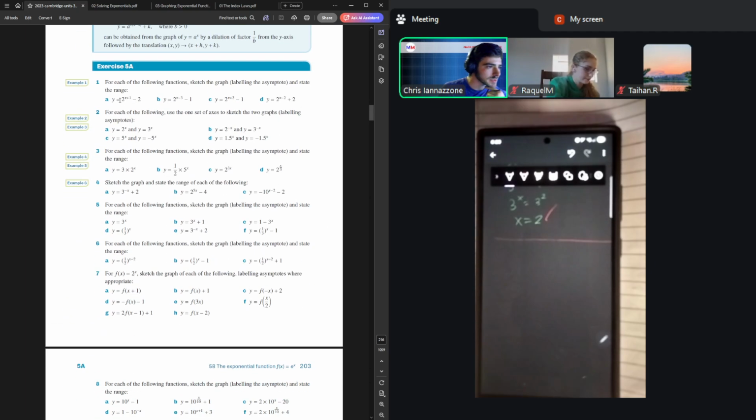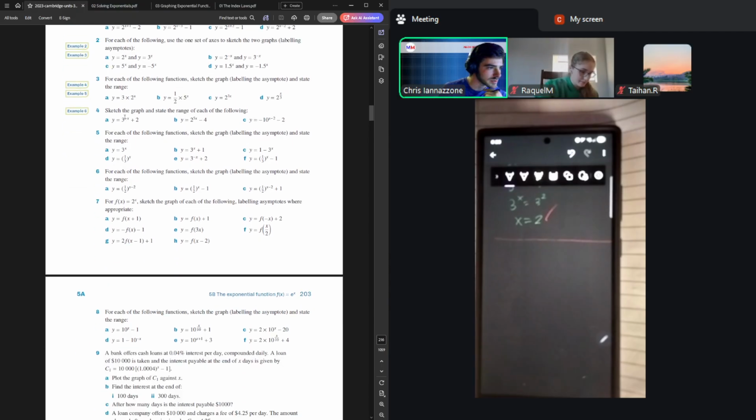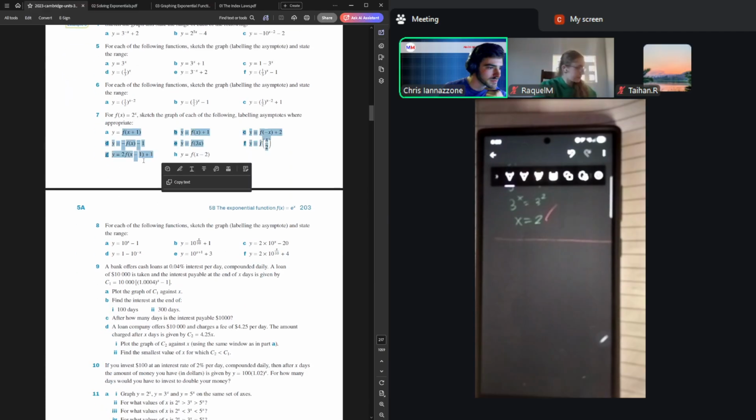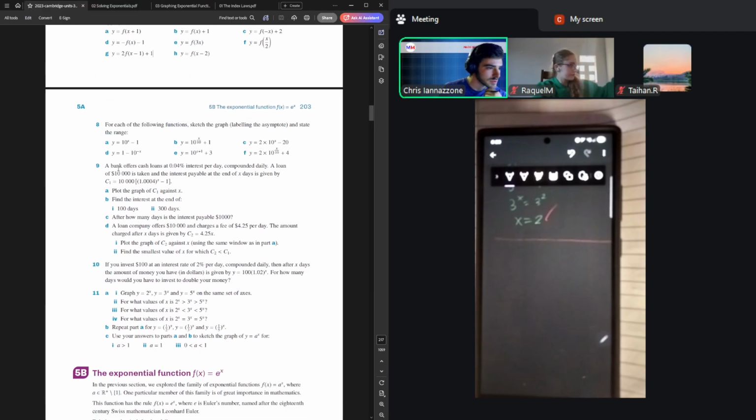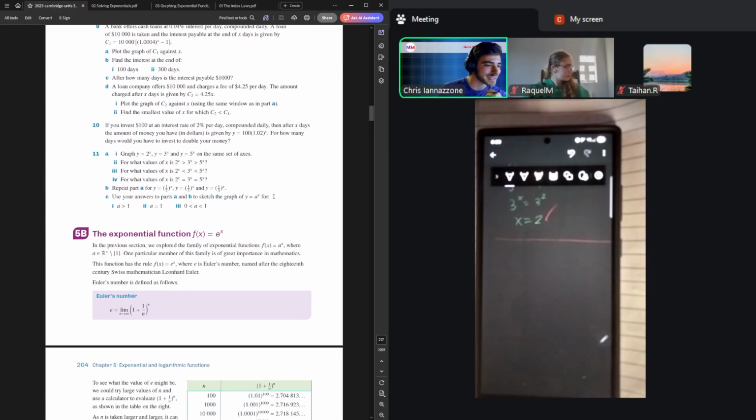Let's see. So we got some basic exponentials with not much on them, some dilation factors, some reflections, a bit of function notation stuff, some applications. Applications we'll look at later. Exponential applications can be really complicated to people.